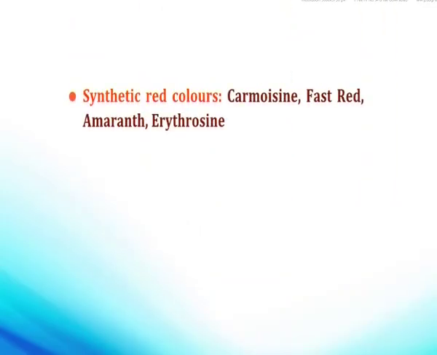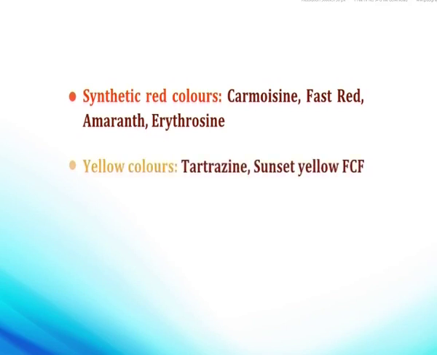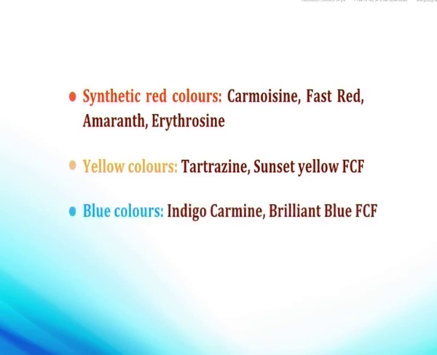However, severe restrictions were imposed on the use of certain synthesized food colors. FPO has allowed the use of the following coal tar dyes for use in foods. Synthetic red colors are carmoisine, fast red, amaranth, erythrosine. Yellow colors are tartrazine, sunset yellow FCF. Blue colors are indigo carmine, brilliant blue FCF. Green colors are fast green S, green FCF.